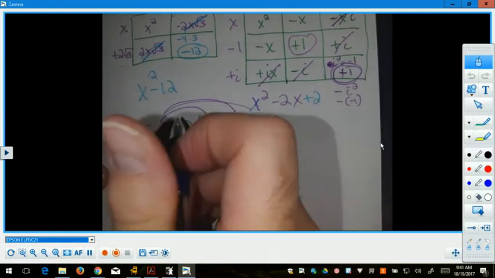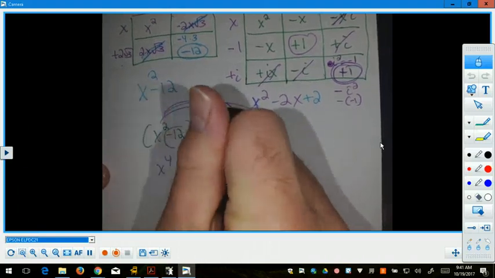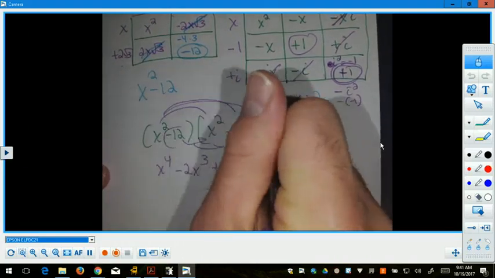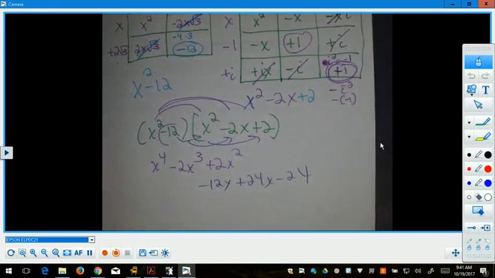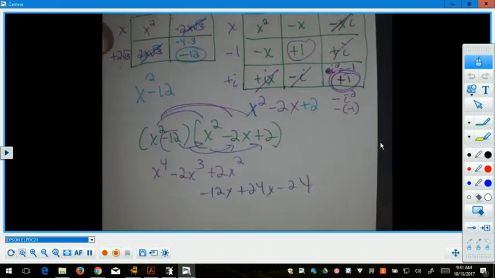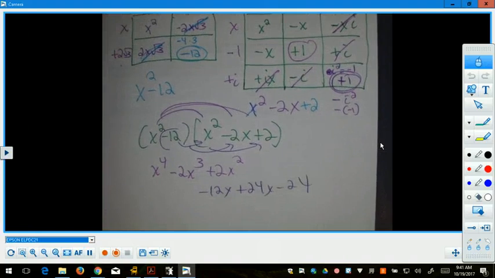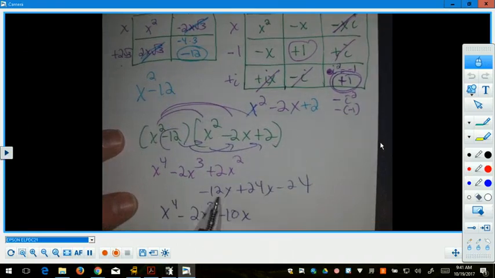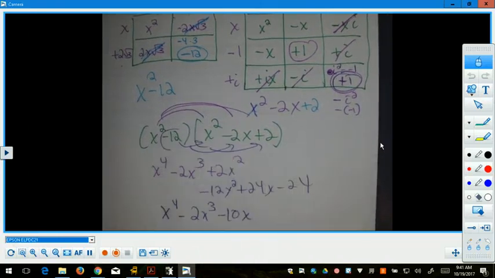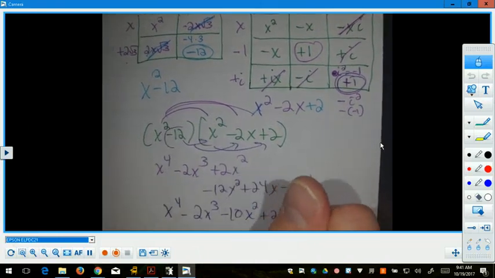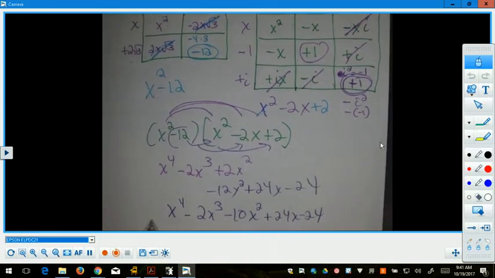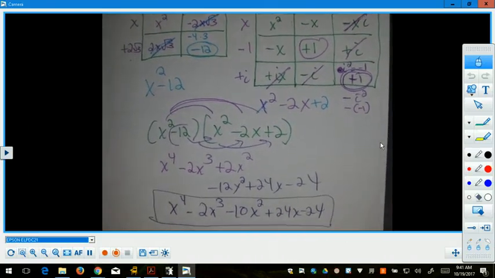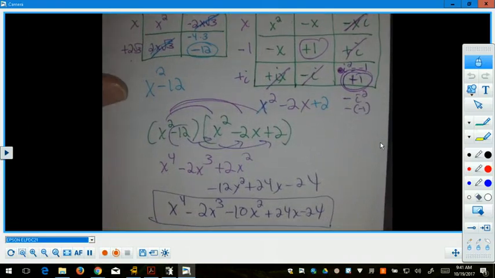This gives me minus 12x squared plus 24x minus 24. So I now have as my final answer for that problem that we did at the top of the page, I'll write the answer now in a second, x to the 4th minus 2x cubed minus 10x. Wasn't that supposed to be squared? Yes, it was. 10x squared plus 24x minus 24. So that's the answer.